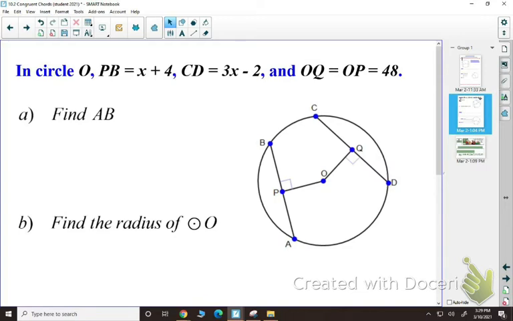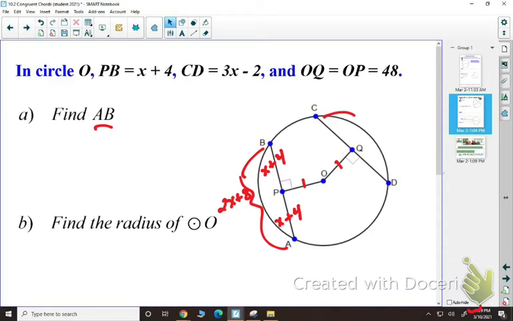So in this picture here, if OQ and OP are congruent, if they're equal to 48, it doesn't matter for the first part. Basically, for helping us find AB, we're going to use the fact that the chords are the same distance from the center, so they're congruent. So if PB is x plus 4, that means that AP is also x plus 4, so that's going to imply that the whole segment AB is 2x plus 8.